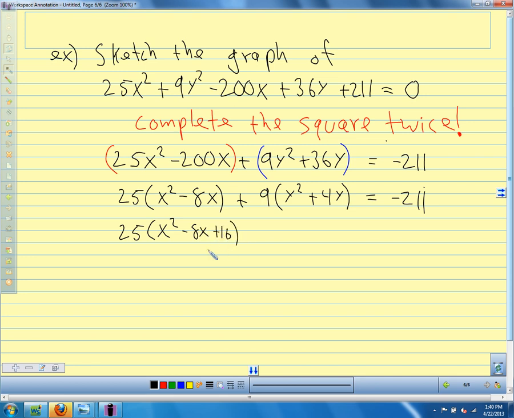Now here's where we have to be careful. The 25 is multiplying the entire parentheses. I'm not just adding 25, I'm adding 25 times 16 here. So I'm going to go over here, and this equals minus 211. 25 times 16 is 400. So I'm adding 400 to the other side. So I'm adding 400 here, adding 400 there.